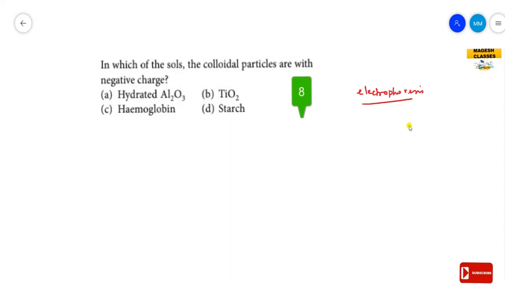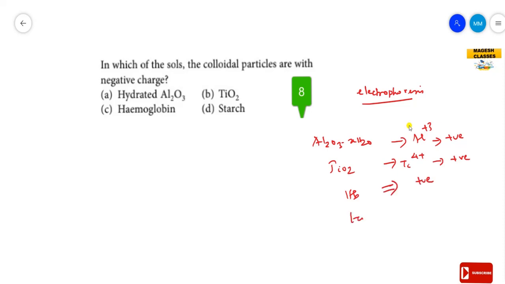Hydrated alumina is Al2O3·xH2O. Due to the presence of the Al3+ ion, it is positive in charge. And titanium oxide has the titanium 4+ ion, so it is positive in charge. So it is experimental data. Hemoglobin is given as a positive colloid, and starch is the only negative colloid.